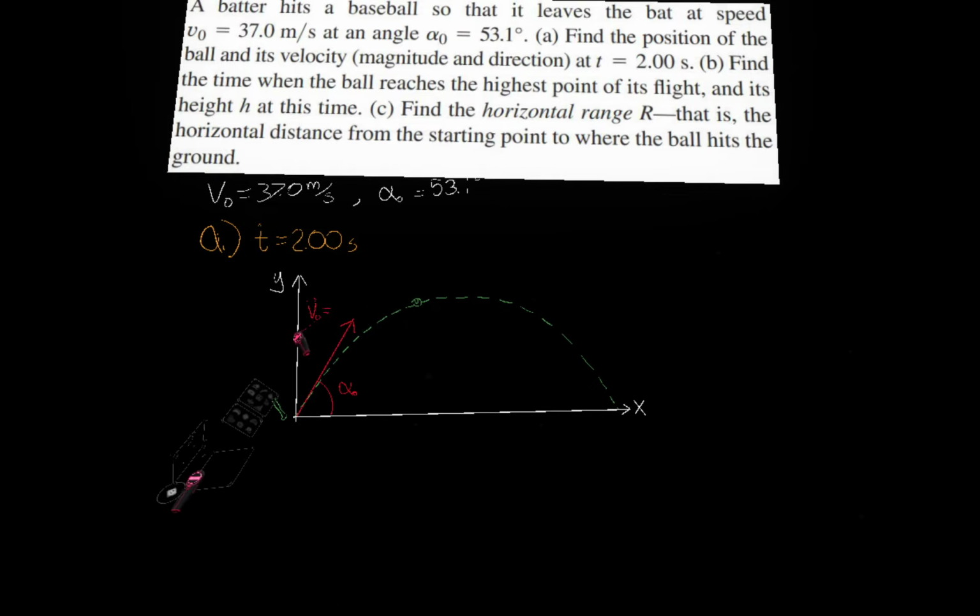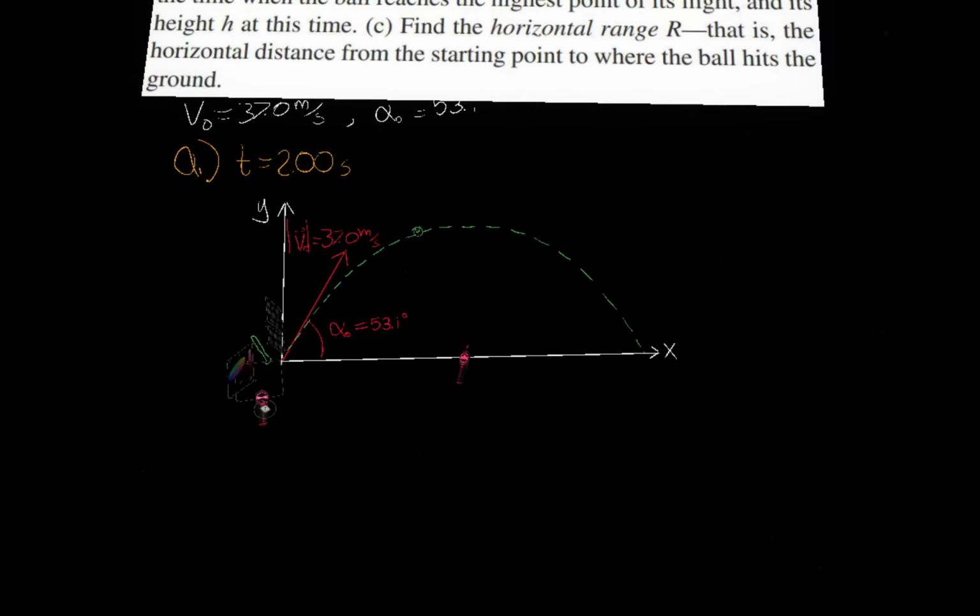So v naught, we're given the magnitude anyways. Okay? So the magnitude of v naught is 37.0 meters per second, and the angle is 53.1 degrees. All right, and so now our baseball's here. It's 2 seconds later. So I'm going to say at this point here, t equals 2 seconds.